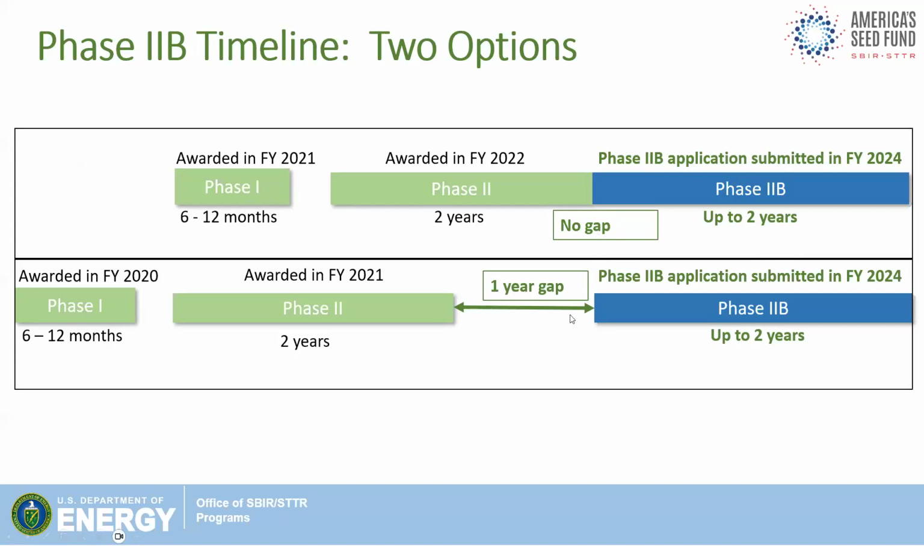There's also a possibility of getting a gap. So, for example, under phase 2, if you just did a no-cost extension for some time and want to complete that and apply next year, that would be fine as well.